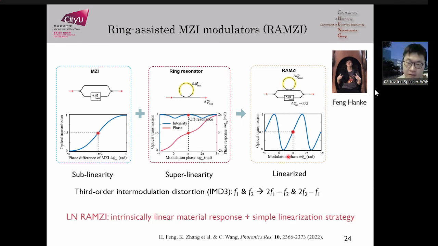Right. And the really nice thing here, this is not a new idea. People have done it in silicon photonics and indium phosphide. But the really nice thing about lithium niobate RA-MZI is that unlike these other materials, the material electro-optic response in lithium niobate is intrinsically linear, right? So the system is extremely simple but effective, so that you only need a simple linearization strategy to compensate for all the nonlinearity. While in other platforms, you not only need to compensate the nonlinearity from the MZI, but also the nonlinearity from the materials.